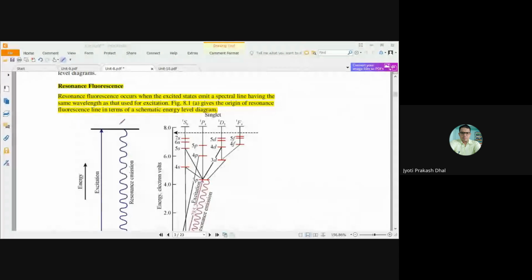Resonance fluorescence occurs when the excited states emit a spectral line having the same wavelength as that used for excitation. That means if the wavelength of the emitted light is equal to the wavelength of the light absorbed by the atom for excitation, then that type of fluorescence is called resonance fluorescence.